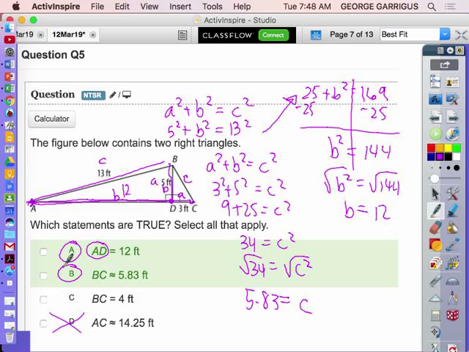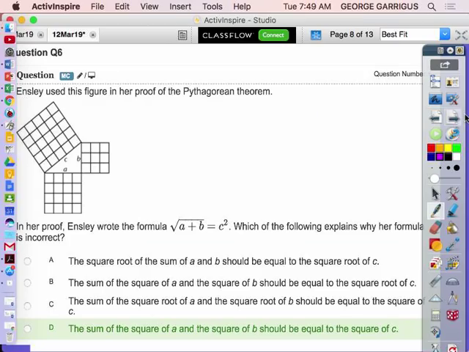Now if you do test corrections or you do the other thing, if you answered BC as 4, you need to explain your reasoning. You can't just say A and B and expect to get a half point back. You have to discover where you made your mistake and explain that. Question 6.